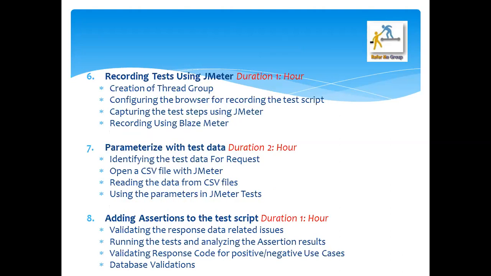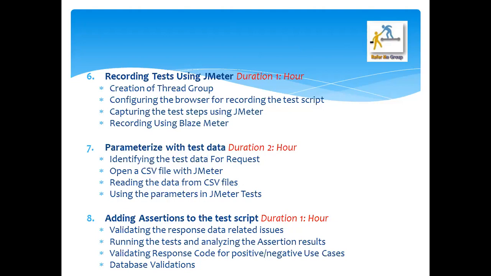And the sixth one is recording test using JMeter, duration 1 hour. And here in this chapter I will cover creation of thread groups, configuring the browser for recording test scripts, capturing the test steps using JMeter, recording using BlazeMeter also. Then seventh part is parameterize with test data, duration 2 hours. First part is identifying the test data for request, open a CSV file with JMeter, reading the data from CSV file, using the parameters in JMeter tests.